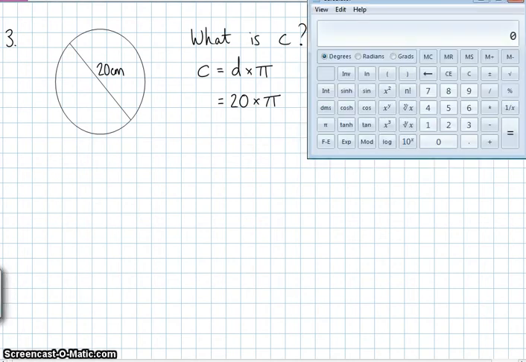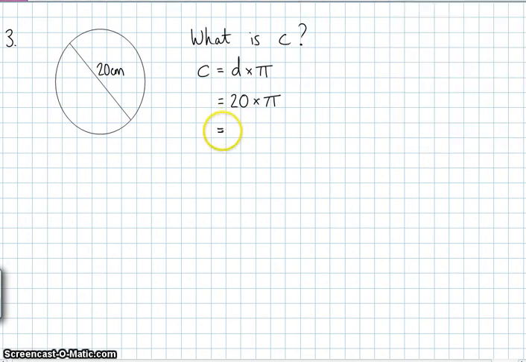So, bring up the calculator, and we find pi times 20 is, here we go, 62.831. And for this lesson, we're going to look at all of them in one decimal place. So of course that is 62.8, and do not forget the units.